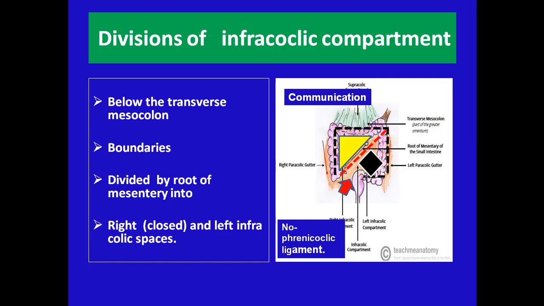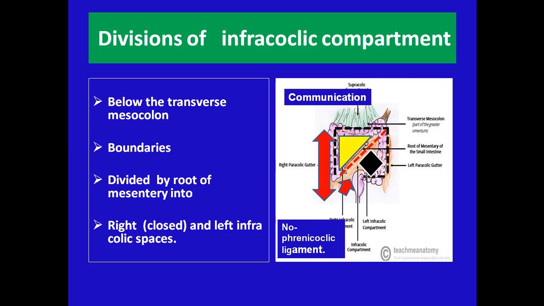The right lateral paracolic gutter, as shown by this red arrow, communicates superiorly with the supracolic compartment and inferiorly with the pelvic cavity. So infections can go from the pelvic cavity to the hepatorenal pouch of Morrison through the right lateral paracolic gutter, or they can go in the reverse direction.